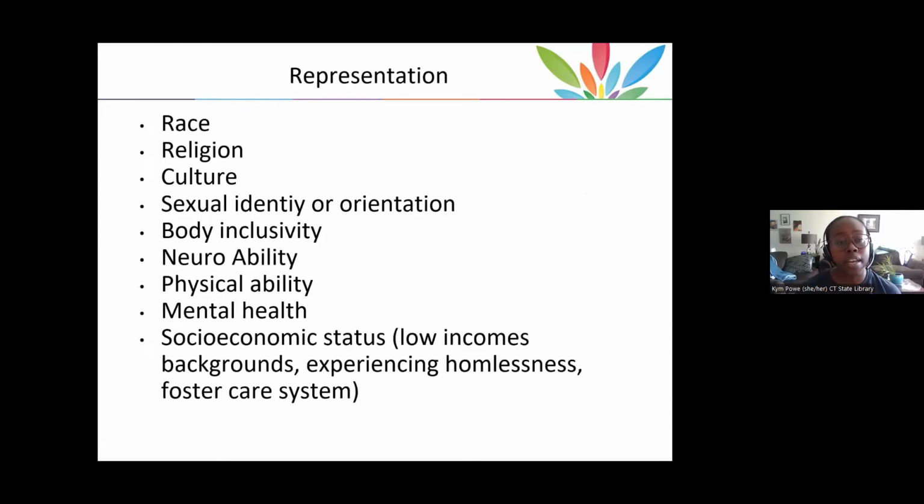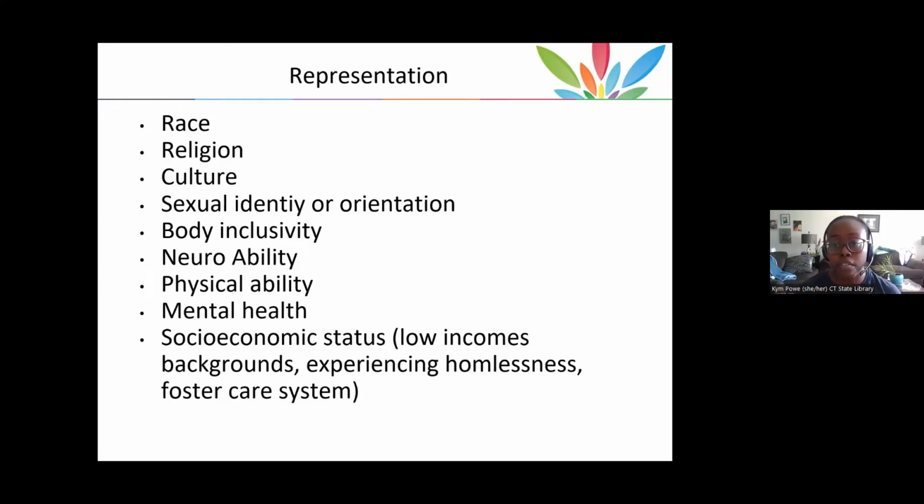So when deciding what representation it is that you want to research for, it can literally be anything you want it to be: race, religion, culture, sexual identity or orientation, body inclusivity, various neuroabilities, if someone is neurodivergent or if they're not, physical ability, mental health, socioeconomic status.